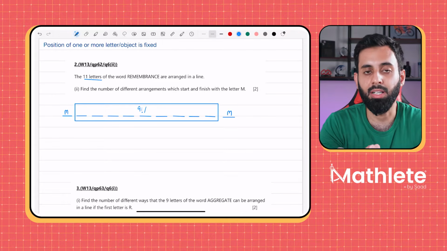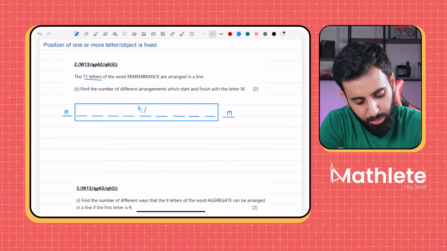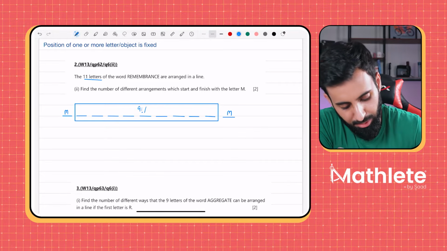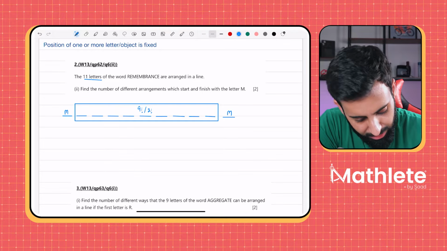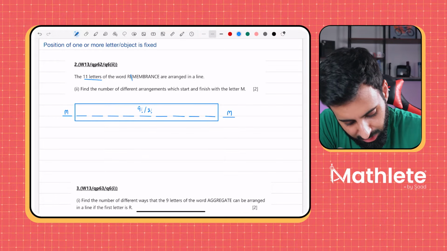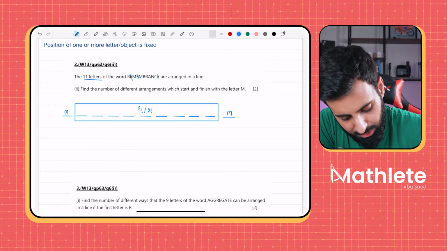Divided by, now how many letters are repeating? So we're talking about 2 R's. So there are 2 R's that are repeating. So in remembrance, that's 2 factorial. And we are talking about 3 E's. So that's 1, 2, 3. So that means we have to divide it by 2 factorial and 3 factorial.